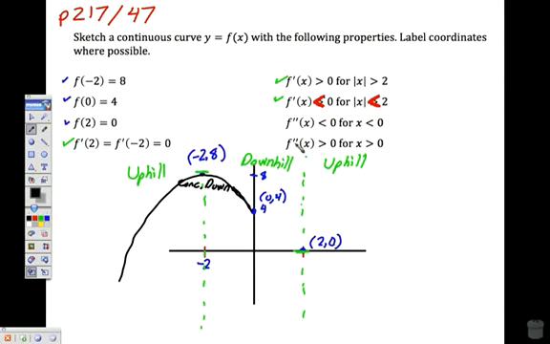Okay, then f double prime is positive for positive x. That means it's concave up over here. It's got to go through this point with a horizontal tangent. It's got to be downhill through here and uphill through there. So I'm going to go downhill, concave up, horizontal tangent, uphill, concave up, and there's our graph.